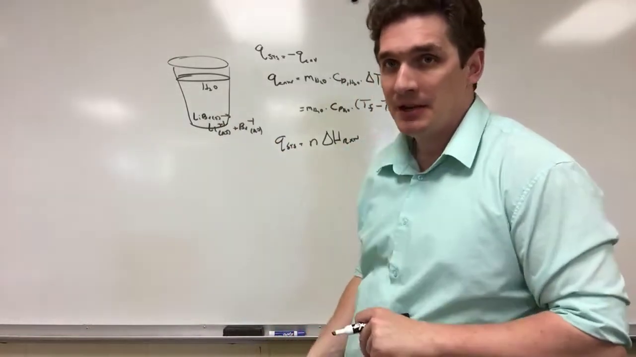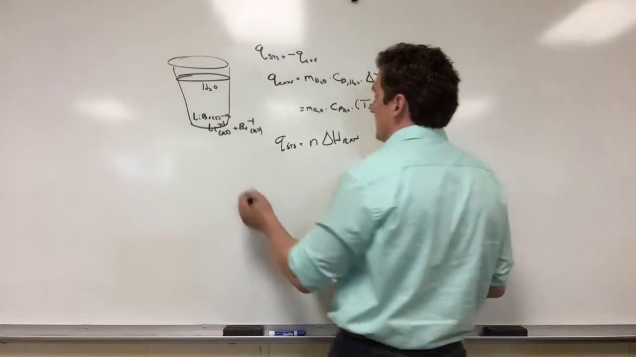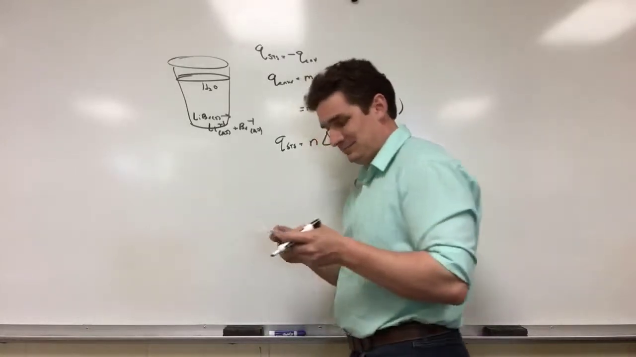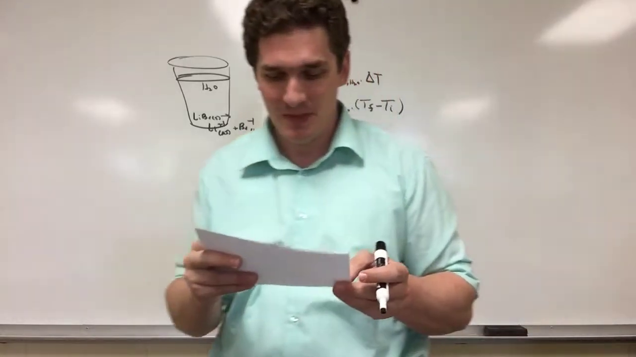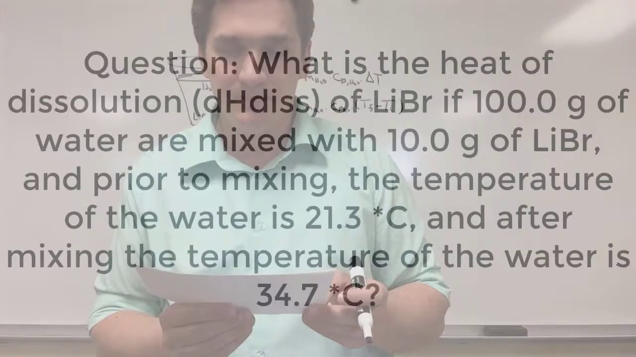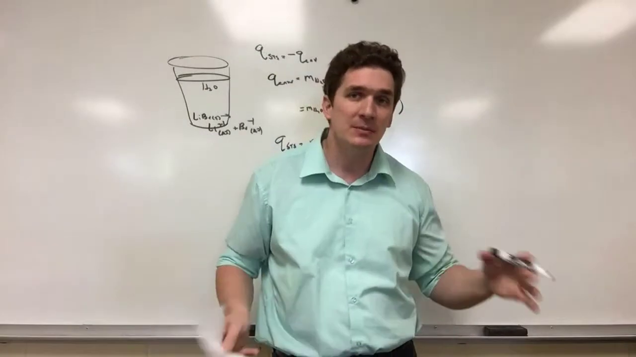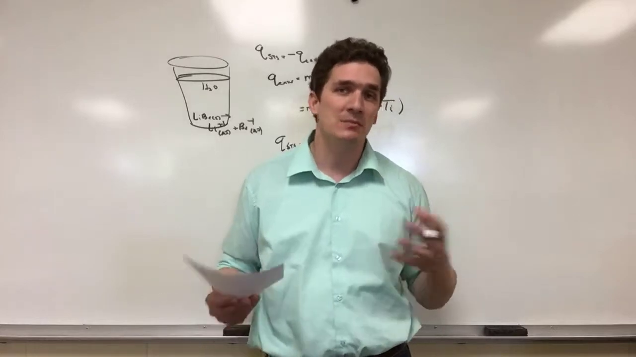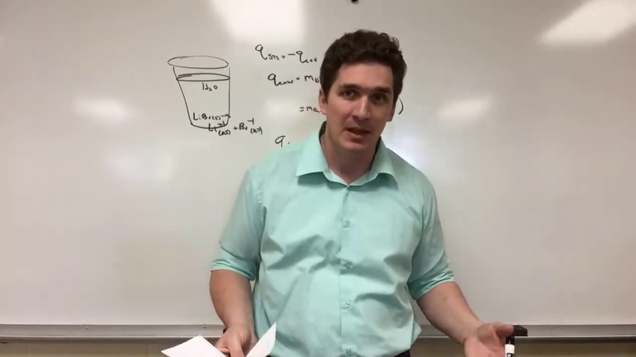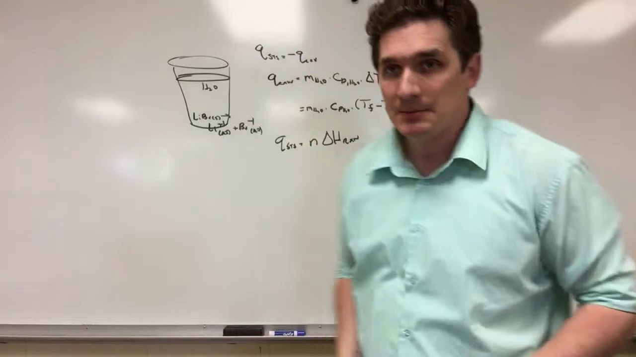So here's the actual problem statement. Sorry, I have to read off a sheet to you. We have 100 grams of water and 10 grams of lithium bromide, LiBr. The starting temperature of the water is 21.3 degrees C, and when it finishes, it's at 34.7 degrees C. What we are trying to find is the delta H of dissolution. This information should have popped up on the screen, so you can pause the video and write it down. How are we going to solve this type of problem?